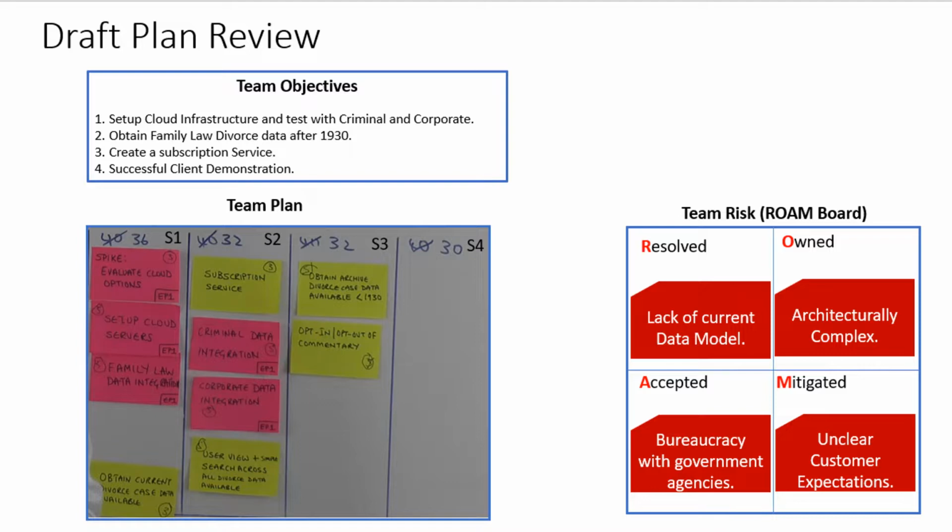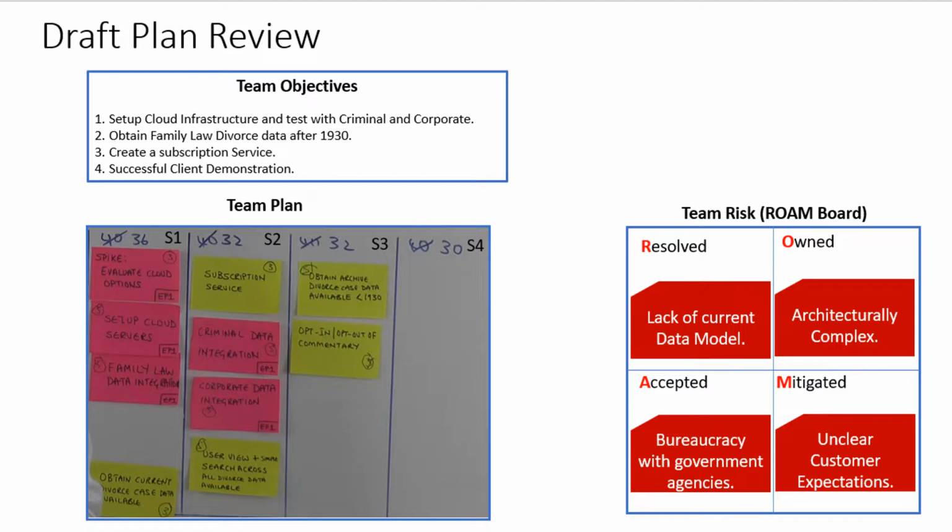And what you're going to see is pair's goals: to set up the cloud infrastructure and to test with the criminal and the corporate law data to make sure that's come through, to obtain the family law divorce data after 1930, to create this subscription service, and also to have a successful client demonstration as well. These goals map loosely onto the features. They could be a subset of the features. They could be even over and above the features.